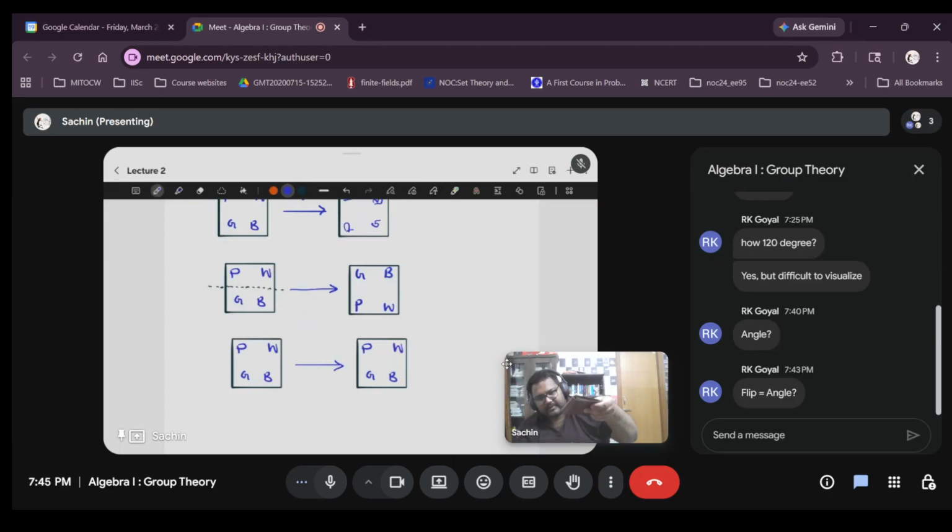You can flip about a horizontal axis, you can flip it like this. This would be a vertical axis, you could flip it like this. Another type of flip would be along this diagonal. Suppose it was a square, then you could flip it along the diagonal like this. But here it's not a square, so it doesn't work out that well. But you could flip it around the diagonal also.